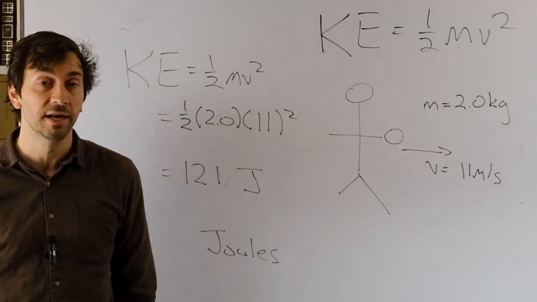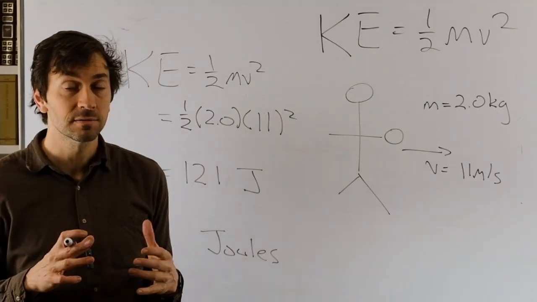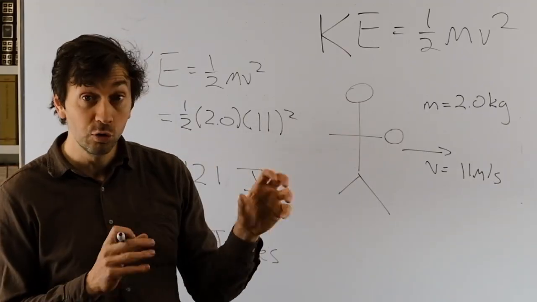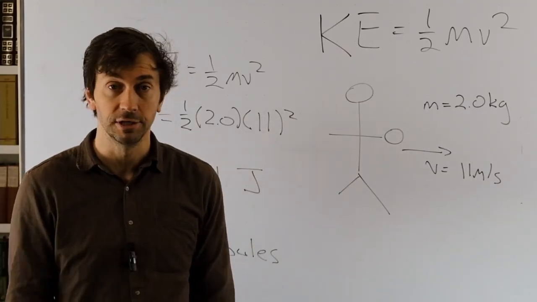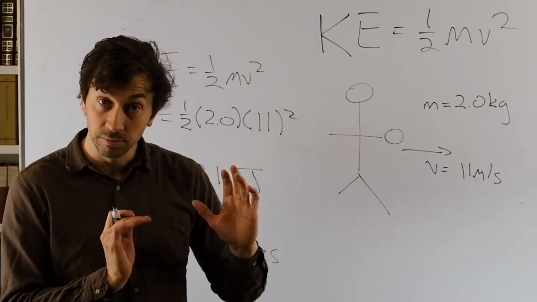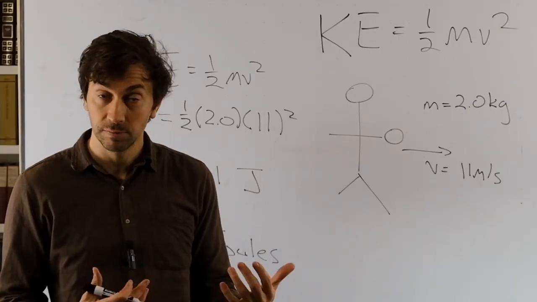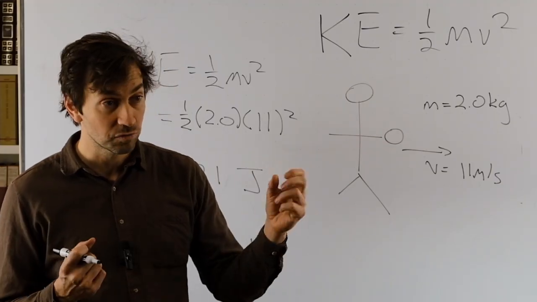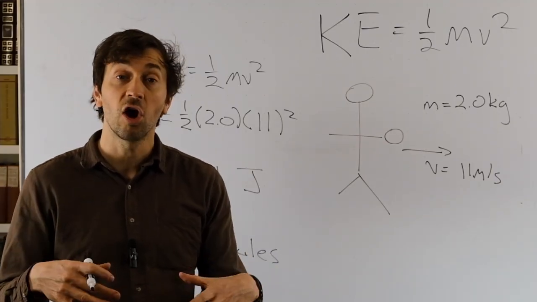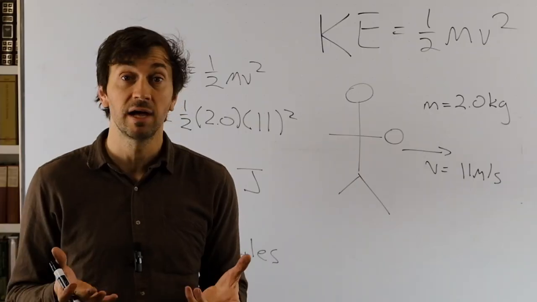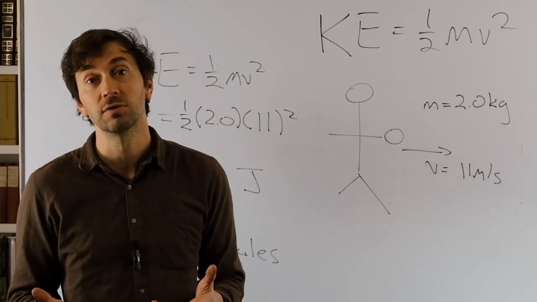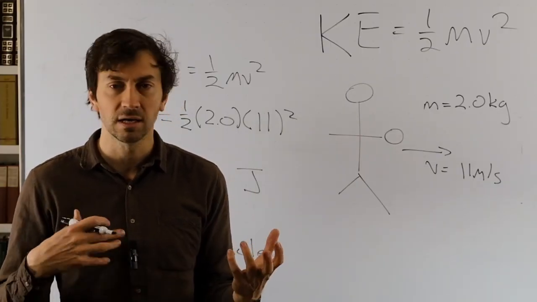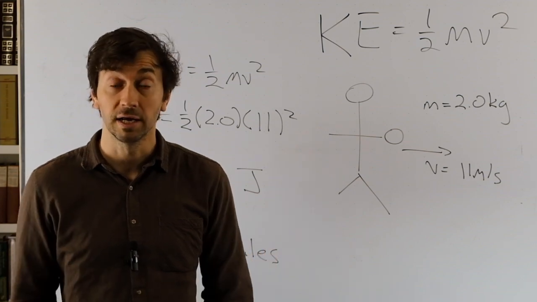So that's the idea of kinetic energy. Any object that has mass that's moving has kinetic energy. A car that's moving has kinetic energy. A ball that's thrown has kinetic energy. If a car is sitting there and the velocity is 0, then it has no kinetic energy. So you need to have mass and velocity, and then you get kinetic energy.